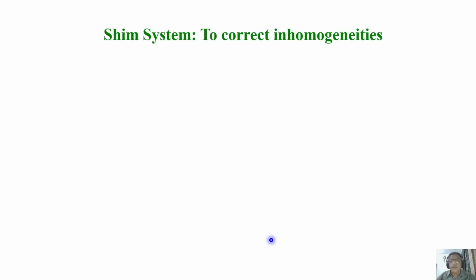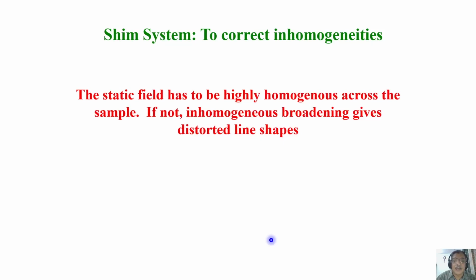So now, to get a homogeneous magnetic field: in general, when you make a magnetic field, it is not perfectly homogeneous. Over a sample volume of 3 or 4 centimeters, homogeneity of 1 part in 10 to the power 10 is not always true. It cannot happen. There will be inherent inhomogeneities. We need to correct them. The static field has to be highly homogeneous across the sample. Otherwise, you will get distorted line shapes and broadened peaks.